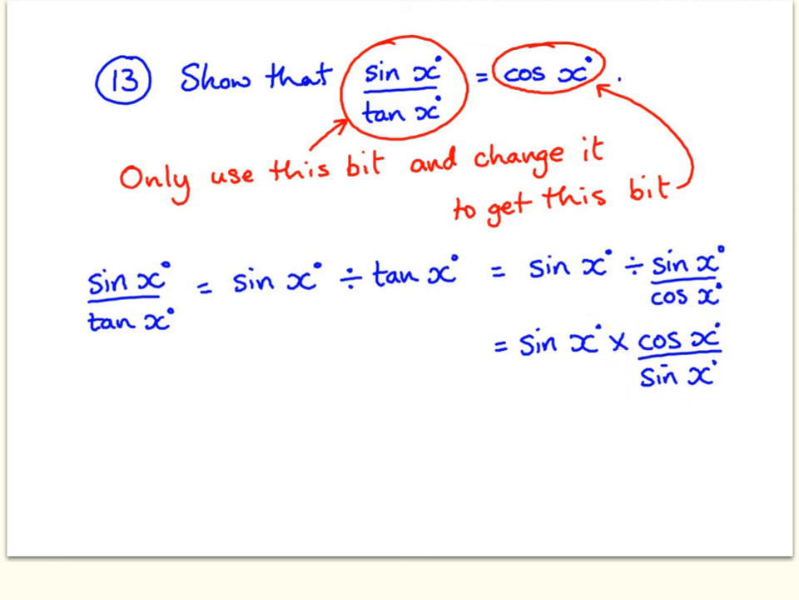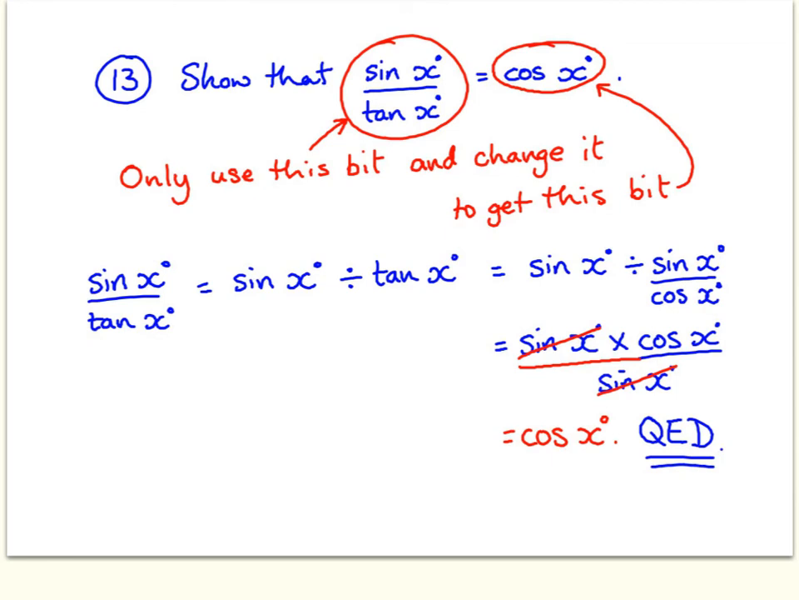Now if you can see what happens when I do this, I've just made the line bigger, so created one fraction, and the sin x and the sin x are the same, so they cancel out. I'm left with cos x. So that's my answer, and icing on the cake, yes, QED.